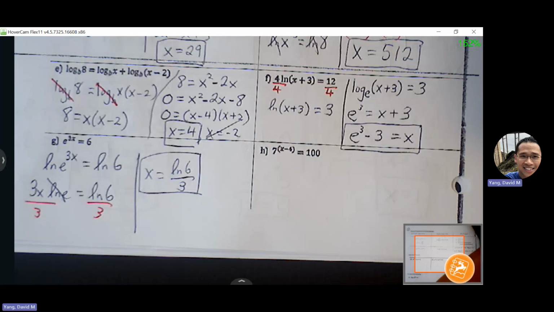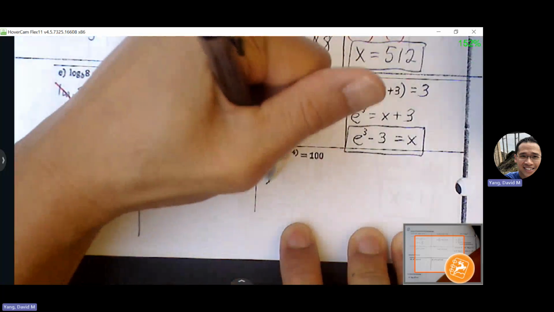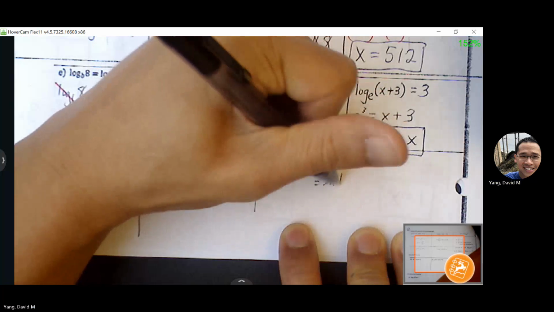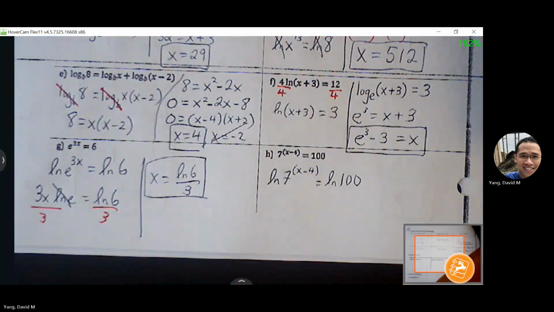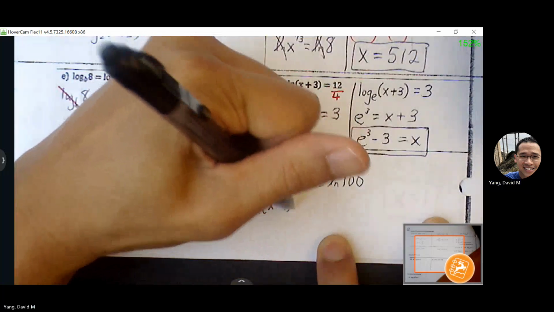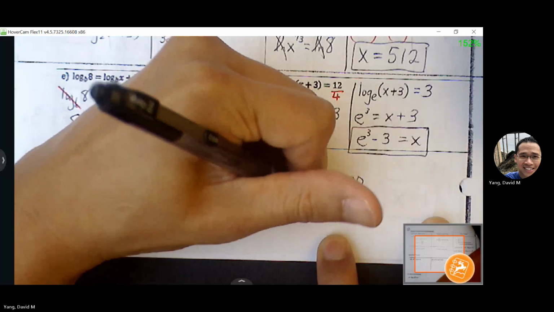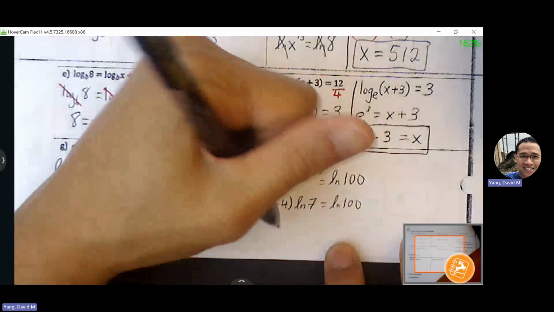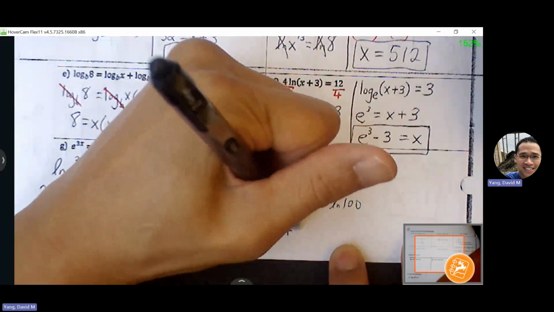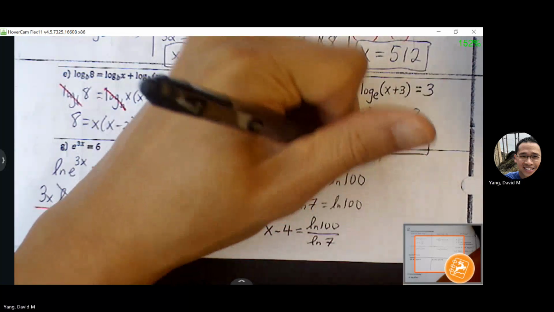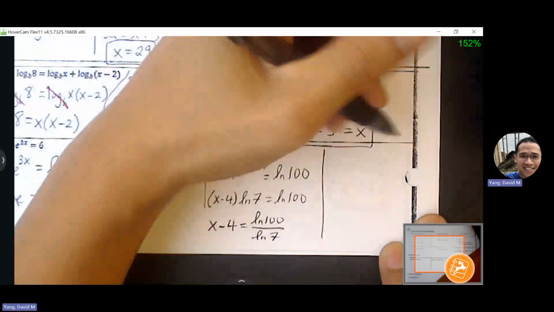Okay, part H, I want to solve for x. X is stuck in the exponent. So I'll just involve natural log so that my exponent can be free to move. Let the exponent come down. Let me divide that natural log of 7 over to the right side. My answer may not look simplified, but as long as I can get x by itself, that's all I care about. I can just add 4 to whatever that number is on the right side.